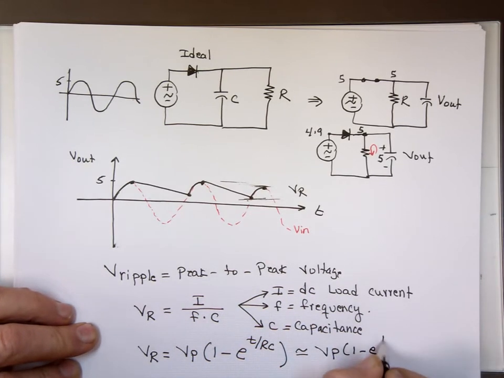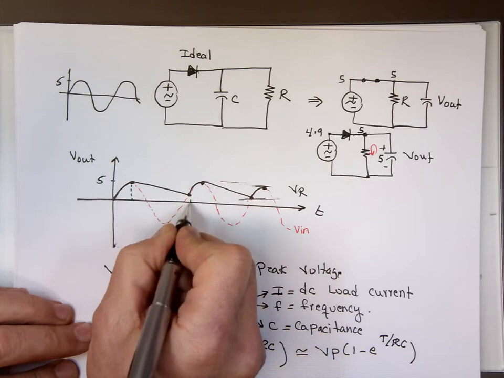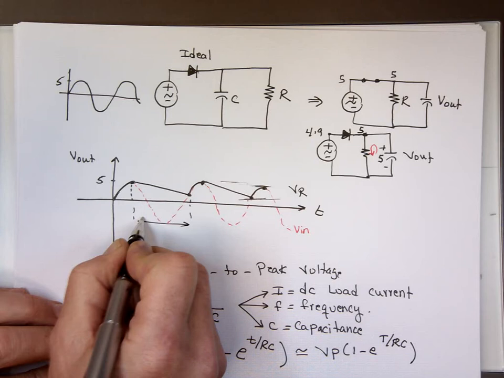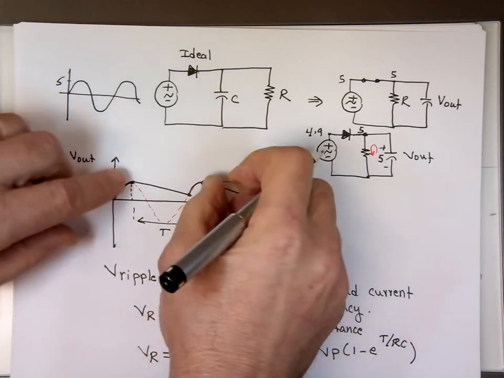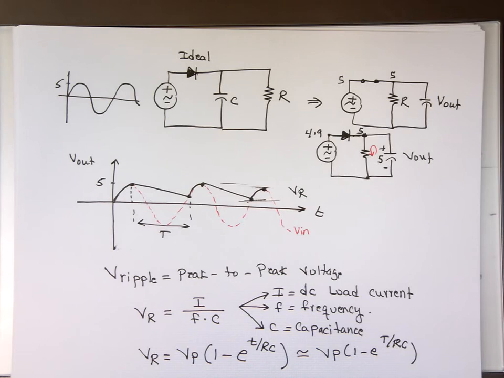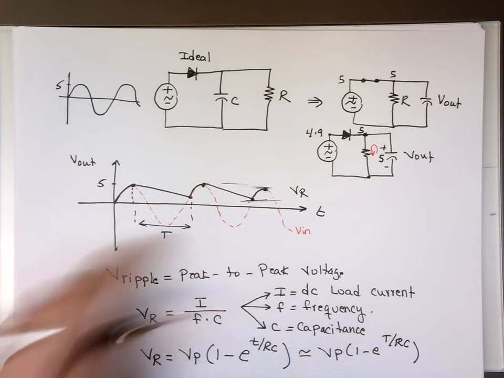We use capital T over RC. And what's capital T? It's the time difference from here to here. That's capital T, which is almost equal to the period, which is T, or the time from peak to peak. So that's why it's approximate. That's more complicated; this one is a little bit easier to use. So most electronic books will use this one, but if you're looking for a true result, that's the equation you want to use.